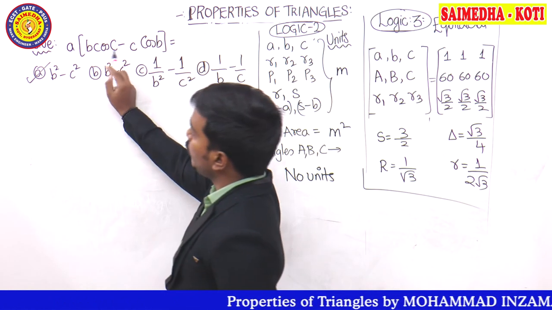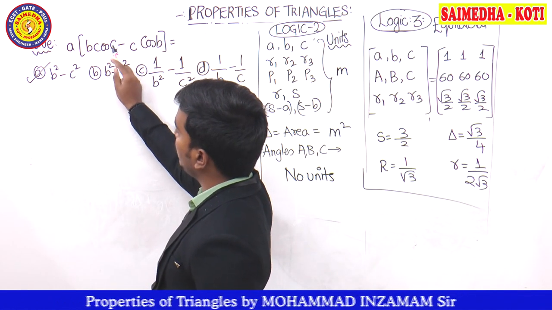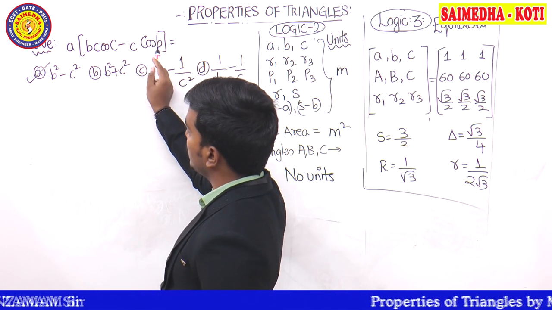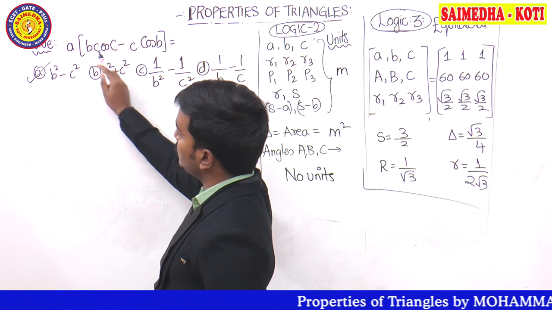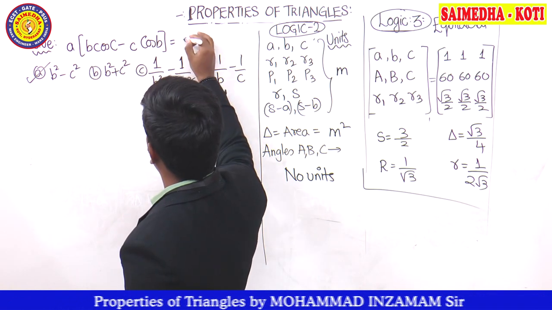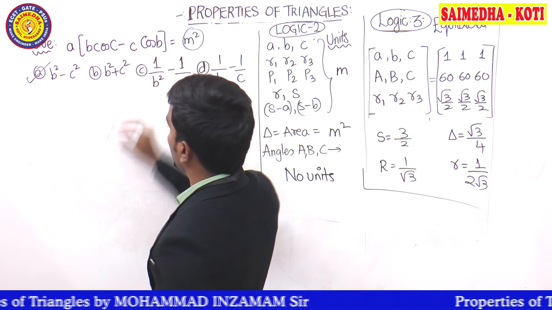What is the unit of an angle, guys? Angle does not have any unit. If angle does not have any units, then what is this one? Meter. What is this one? Meter. Meter minus meter, meter. Meter into meter, meter square. That means the question's units are meter square.